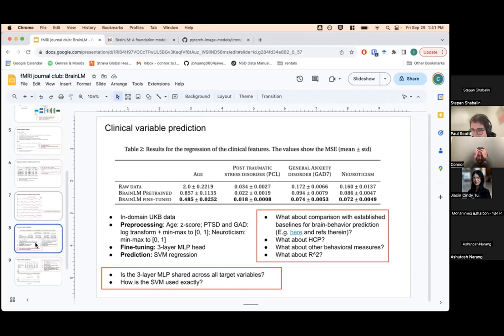Yeah. Alex is asking a question in the chat. Do we know if the raw data is average parcel values or at the voxel level pre-parcel? Yeah, I'm pretty sure it's the input process time series, the same input that goes to the BrainLM. So it's parcellated and pre-processed.